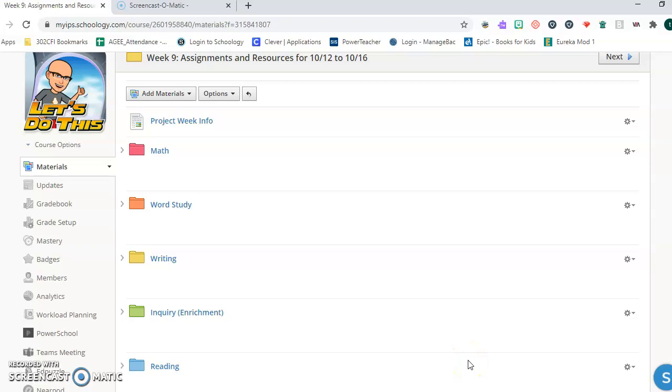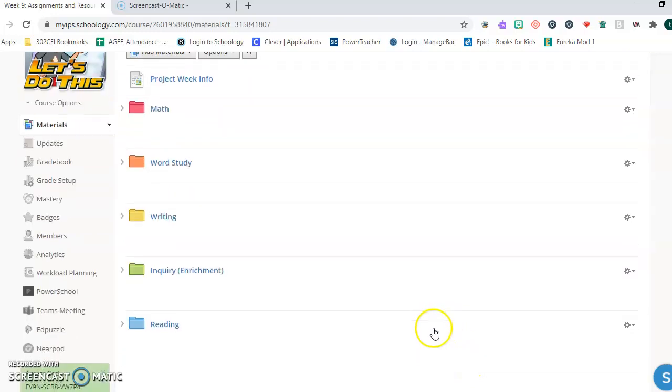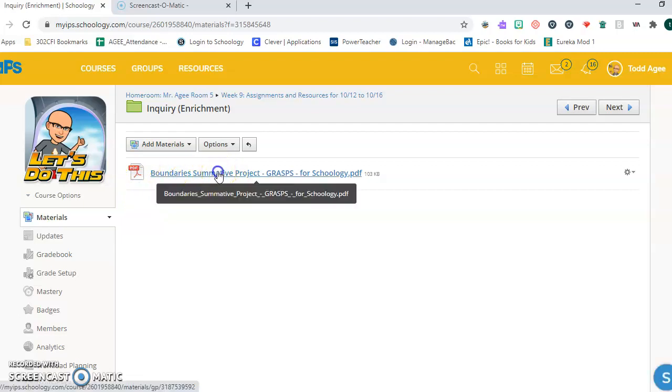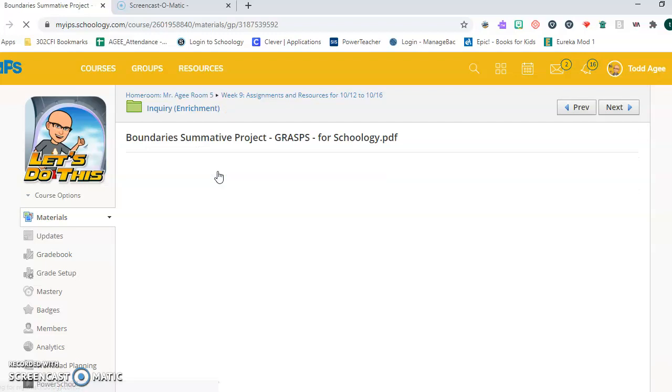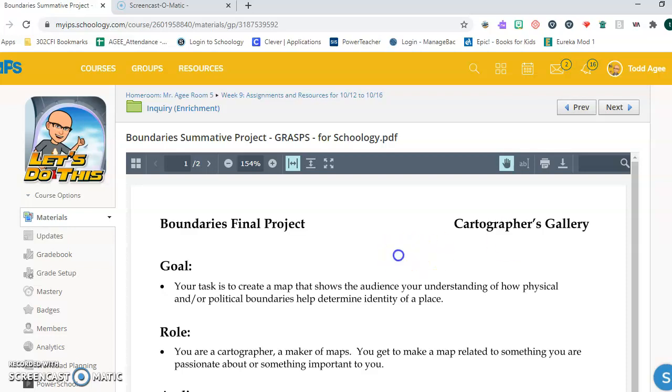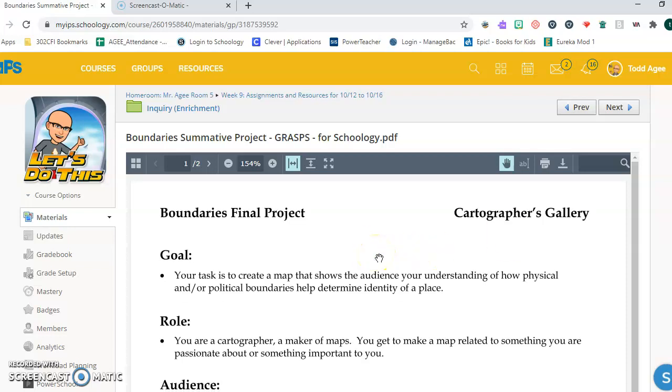Hello, kids. As you know, one of the projects that you have to do this week is an inquiry project for our boundaries unit. So your job is to create a map. If you click into the inquiry folder, you'll see the project information sheet here, the Boundary Summative Project. You'll open it up and you'll see that everything that you need to do for the project is written right here in front of you, okay?